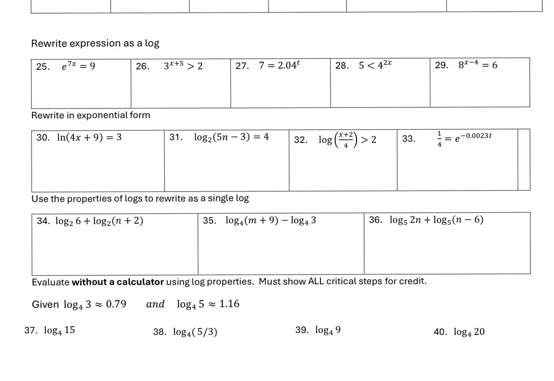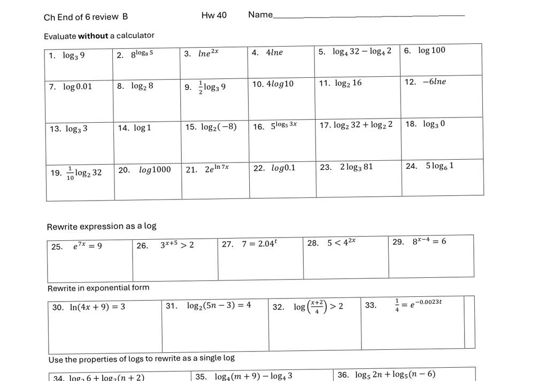All right, this is an updated review B for the Chapter 6 end of unit test. So the first part of the review is quick logs that you should be able to do. Some of them require using log properties. Like let's look at number 2, 8 to the log 8 of 5. Those cancel, they're inverses, so I get 5.